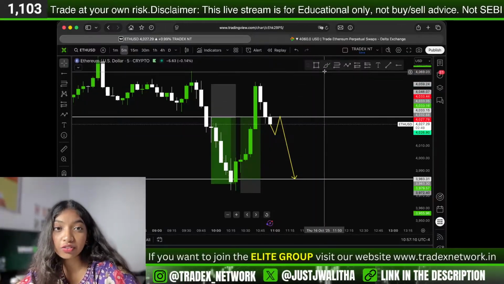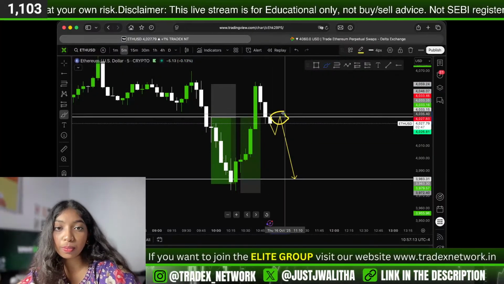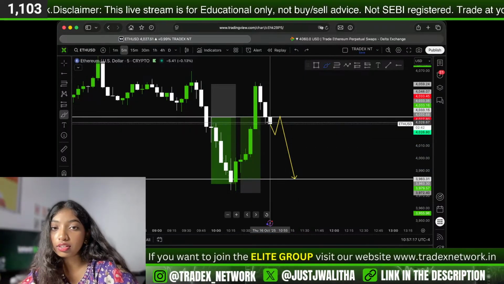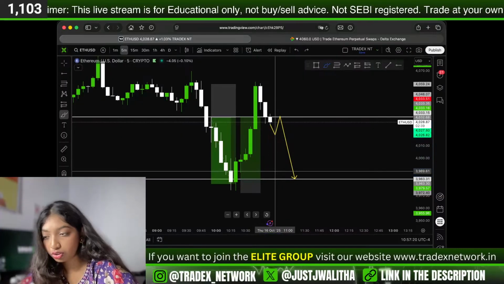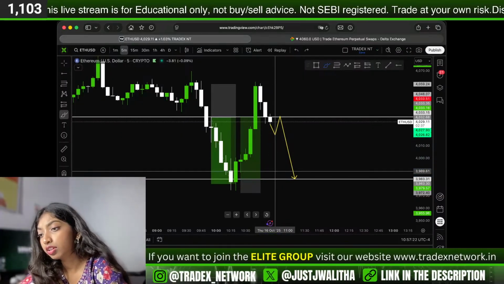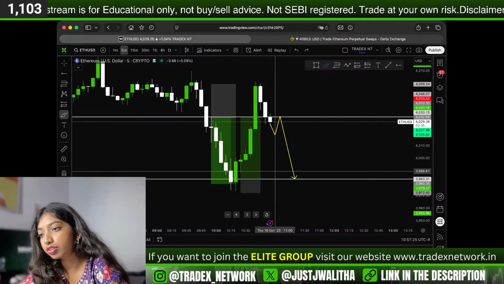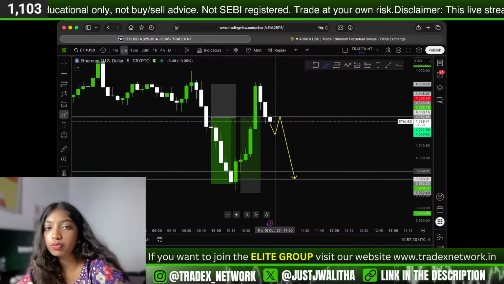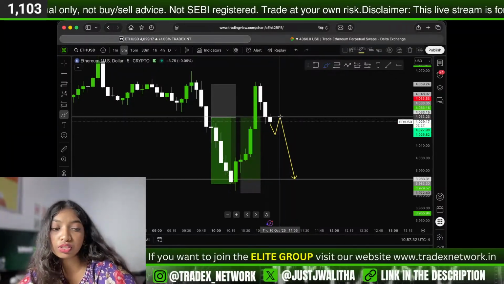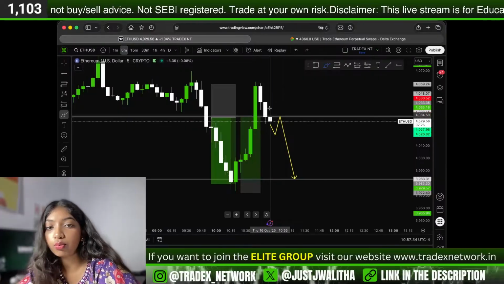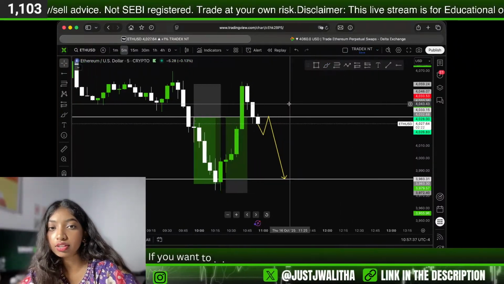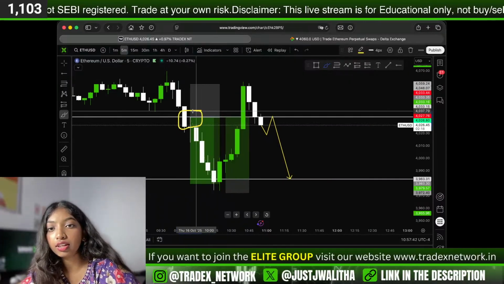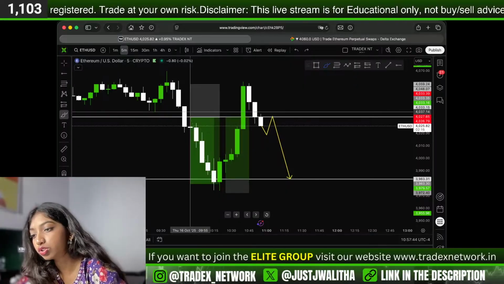Again, I'll only enter if the market comes back to this level in a pullback. But if the market continues going down, I will not enter at all. If the market continues to go further up and I don't see a good enough pullback, then I won't enter into the market. So let's see if the market respects this zone, this line over here, so we can enter into the trade.